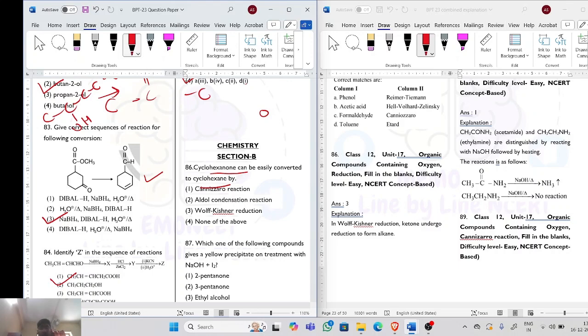We are given a cyclohexanone and we want cyclohexane. Cyclohexane means this structure. So for cyclohexane, we want to reduce this. We can't use Cannizzaro reaction for reduction. We can't use aldol condensation. We can use Wolff-Kishner reduction, and the reactant is NH2-NH2, so it can be used as the reducing agent. So option number 3 will be our correct answer.